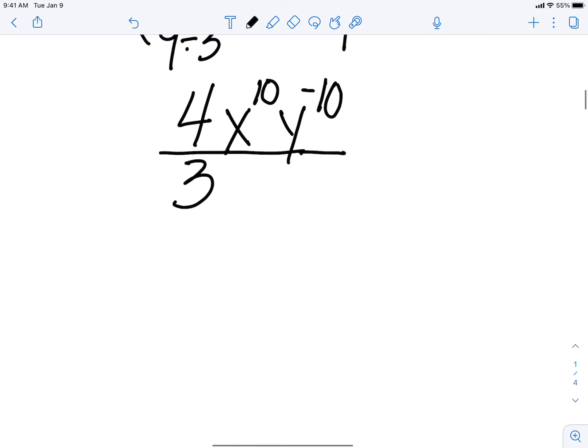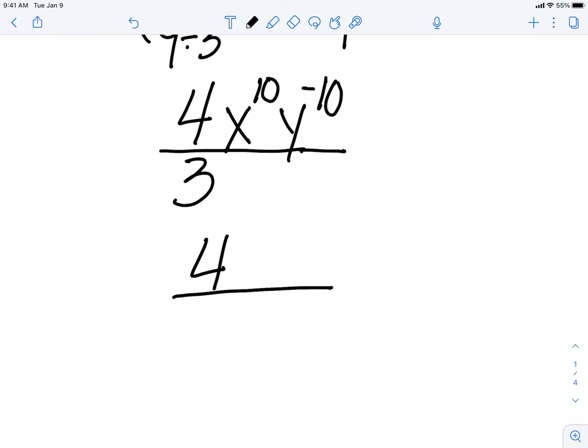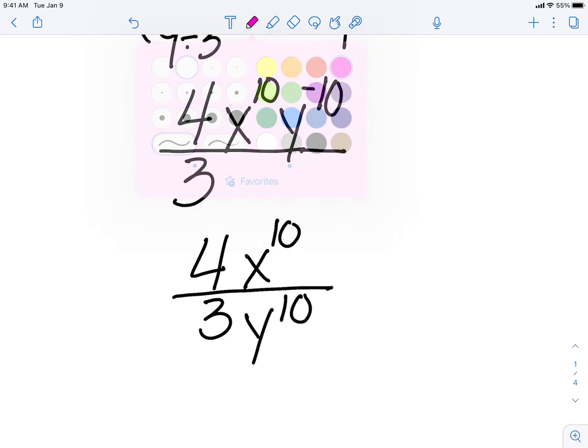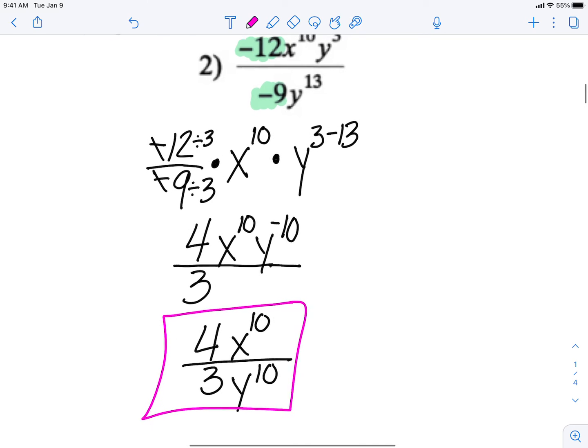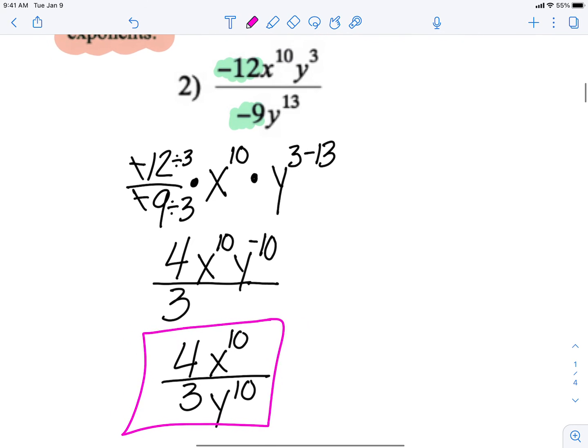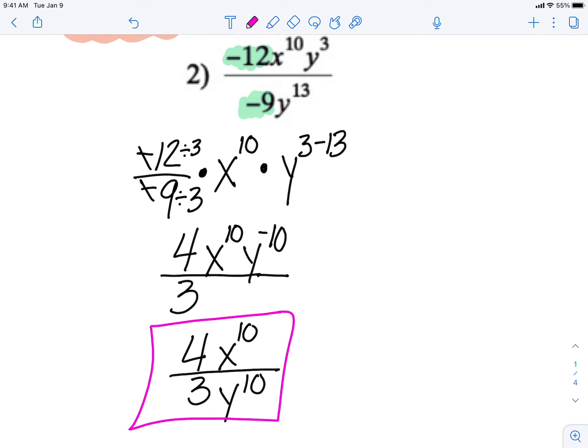So I'm going to say 4 over 3. X to the 10 stays the same. Y came down and became positive 10. And that is my question simplified right there. My number 2 simplified: 4x to the 10th over 3y to the 10th. Right. That's my final solution right there. Perfect.